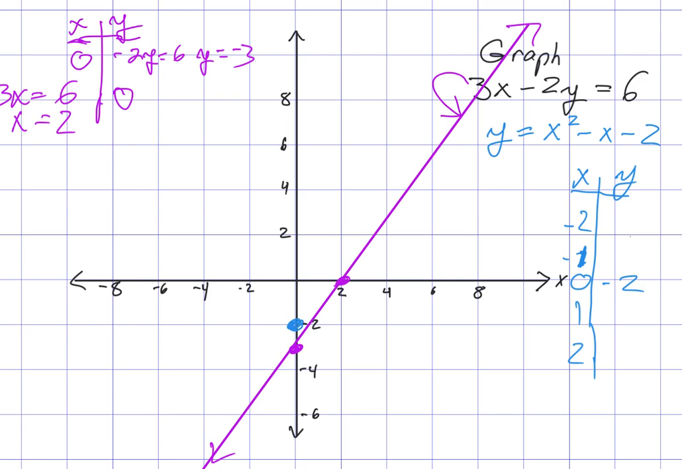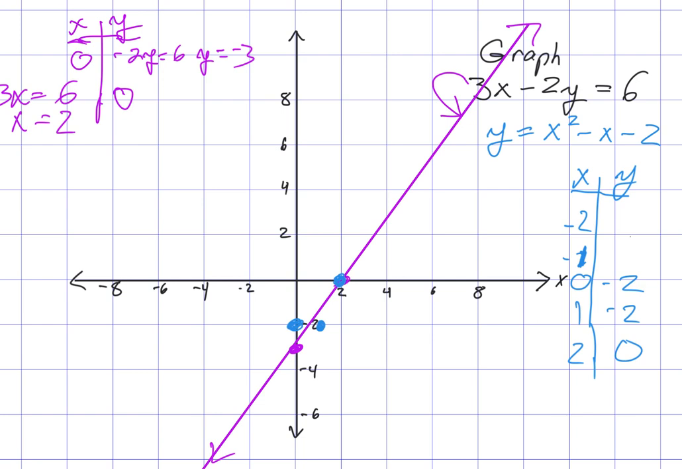I like working with positive numbers, so I'm going to go with the 1. So 1 squared is 1. 1 minus 1 is 0. 0 minus 2 is -2. So at 1, I'm also at -2. I then put in my 2. 2 squared is 4. 4 minus 2 is 2. 2 minus 2 is 0. (2, 0). They'll intersect at that same point.